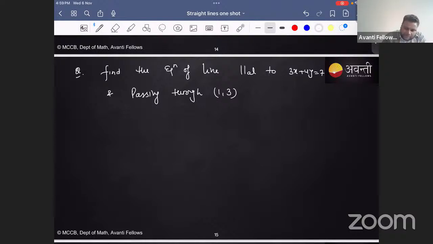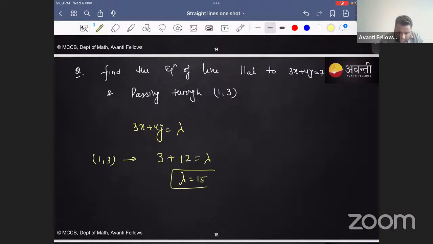See, the line parallel to this one will be 3x plus 4y equals lambda. This lambda you add to the left side of equality or right side of equality, that does not make any difference. Now make it pass through (1, 3). So 3 plus 4 times 3, that is 12, equals lambda. So lambda is 15. Line will be 3x plus 4y equals 15. Am I clear?